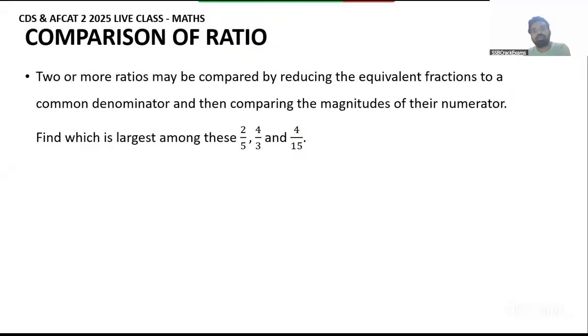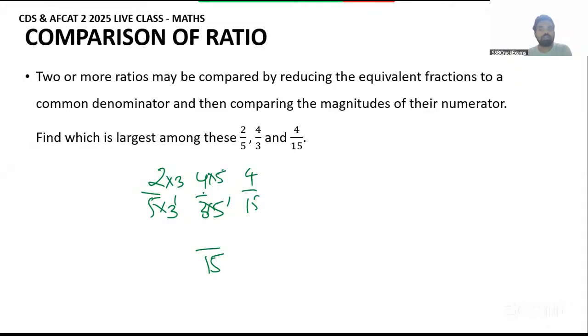Okay, so in order to compare ratios, we must find the magnitude. We must make their denominators equal, and then we will compare the magnitude of the numerators only. What I'm saying is, suppose we are given three different ratios: 2 upon 5, then 4 upon 3, then 4 upon 15. We want to compare these ratios, but in order to conclude which one of them is greater or smaller, we must make the denominators the same. So in this case, we can make the denominator 15. Here we will multiply by 5, and here we will multiply by 3. And whenever we multiply the denominator, we need to multiply the numerator as well. Okay. So now you can compare all three ratios.